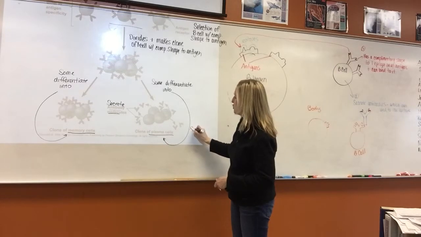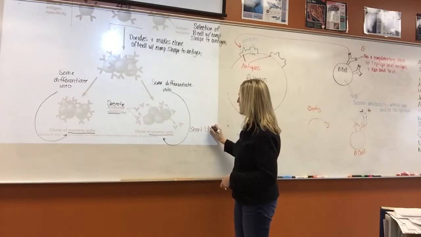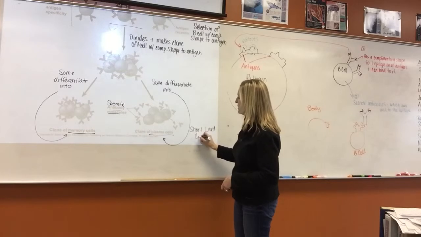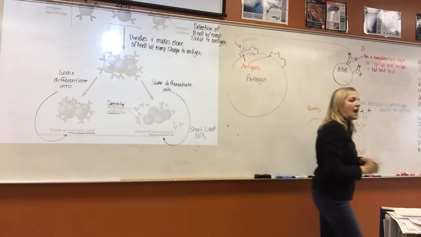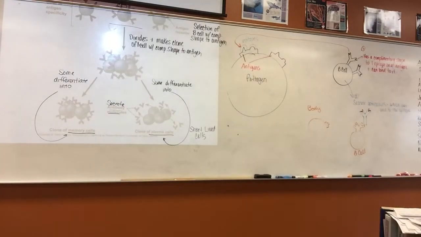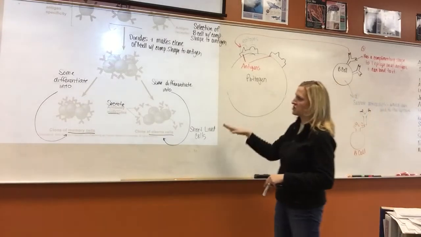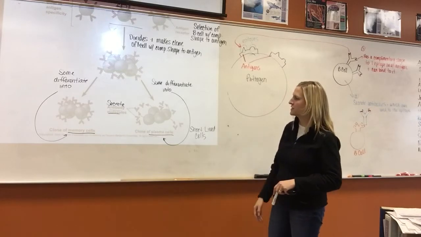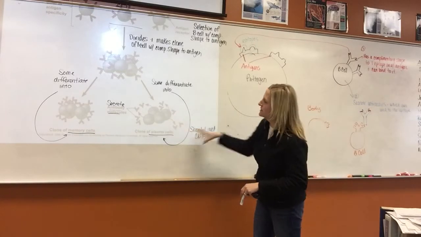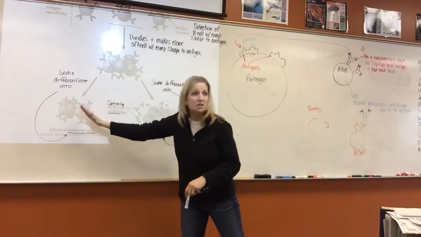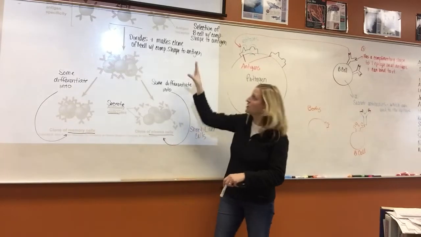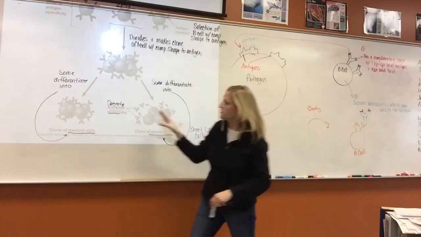These guys are short-lived cells. So they only live long enough to secrete antibodies to fight your current infection. And then once the antigen is gone, your antibody concentration goes down and these guys die off and your infection is gone. So these are the cells that are helping you with your current infection. These other cells have nothing to do with your current infection.